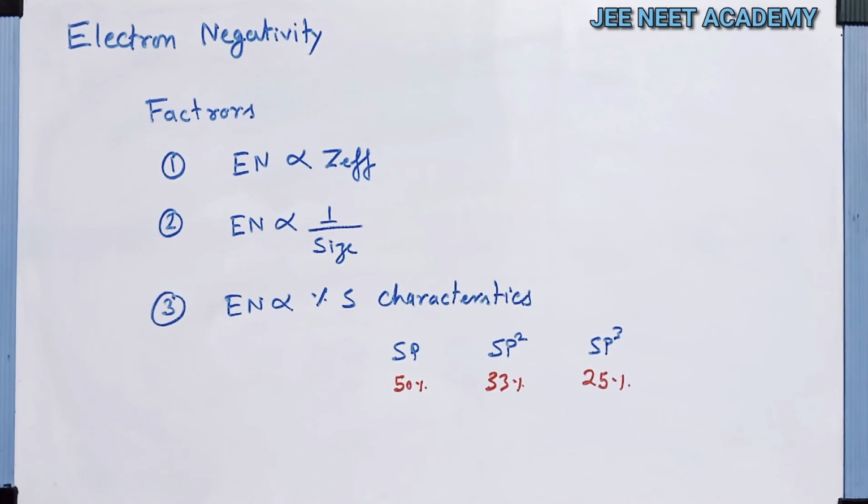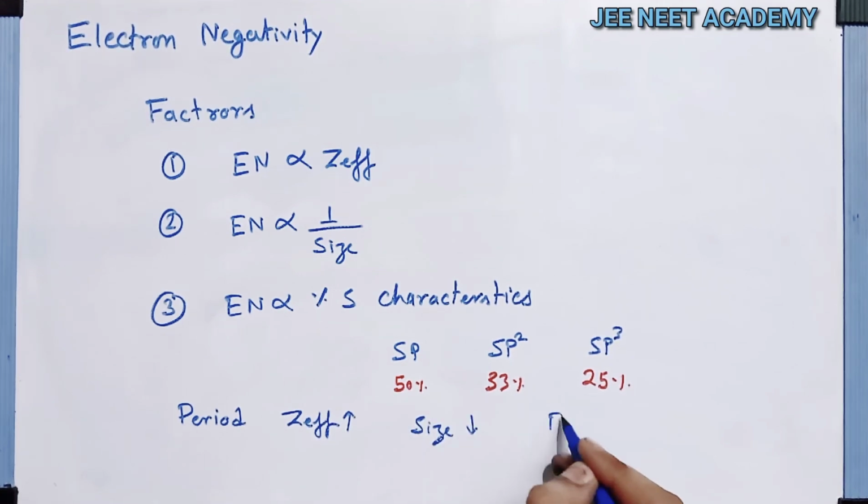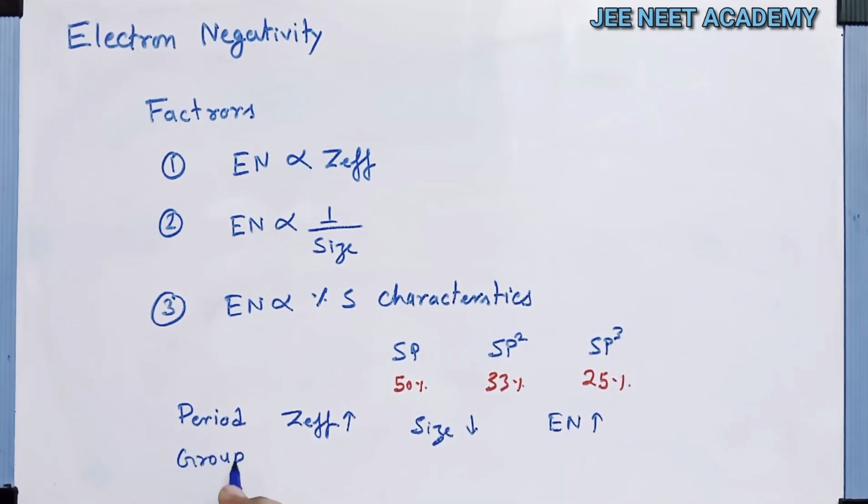Now in a period, we know Z effective increases from left to right and size is decreasing, so the electronegativity will increase. In a group, Z effective is the same, but the size is increasing, so the electronegativity will be less. This is very easy.